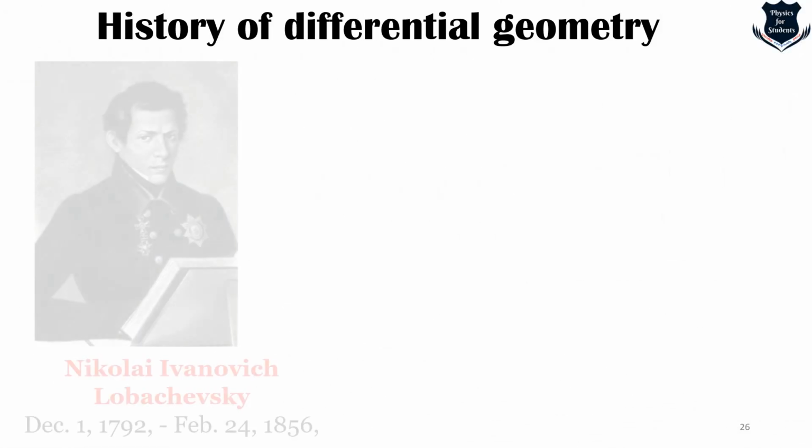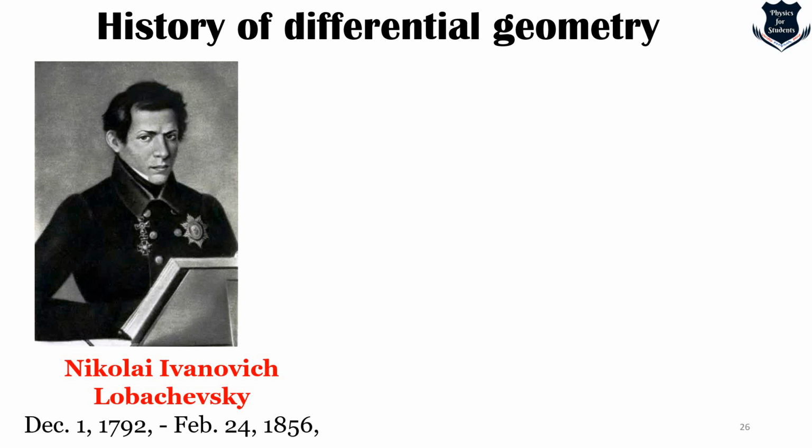And this breakthrough was made by this person, Nikolai Ivanovich Lobachevsky, a Russian mathematician and geometer known for his primary work on hyperbolic geometry. William Kingdon Clifford, whose name we saw on the book of Riemann, called him the Copernicus of geometry due to the revolutionary character of his work.